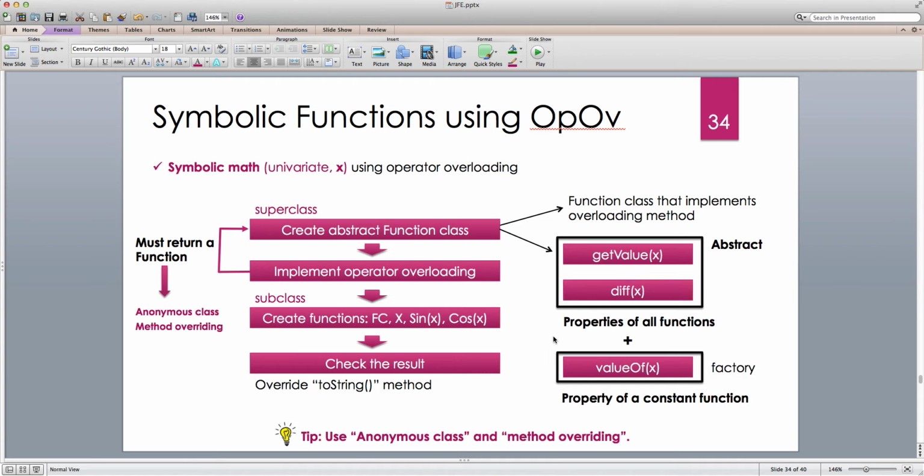And we also mentioned that the constant function is the only function that is implementing the value of simple factory method, because you cannot assign a primitive to, for example, a sine function. You can only assign a primitive to a constant function, fc, function constant. And if you recall, the value of factory method was a static method.